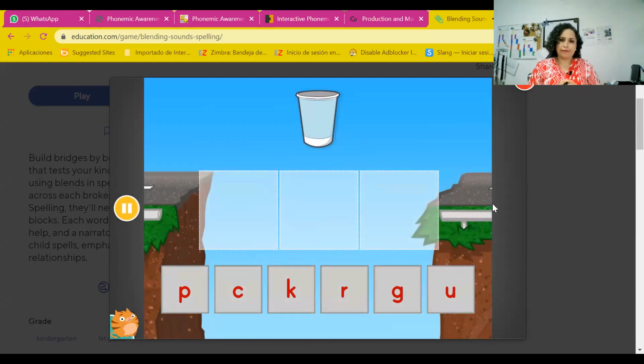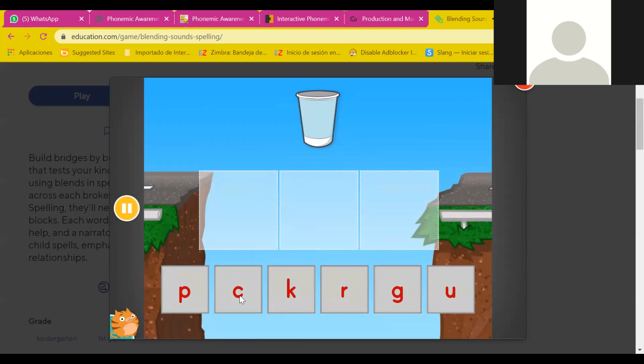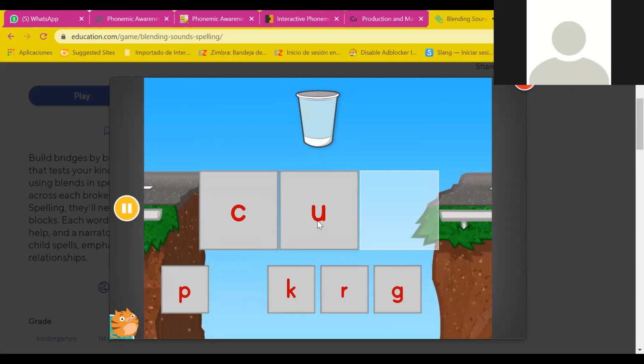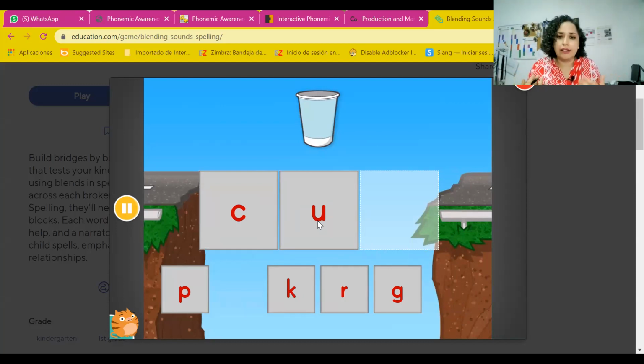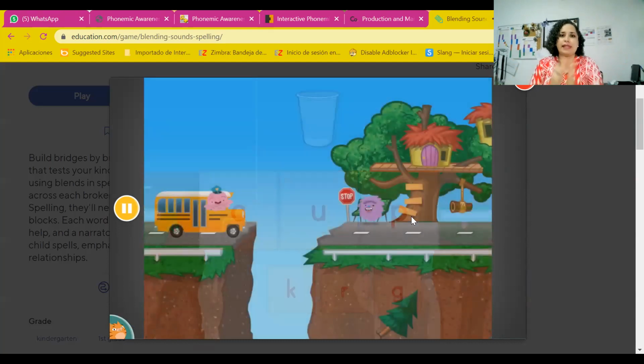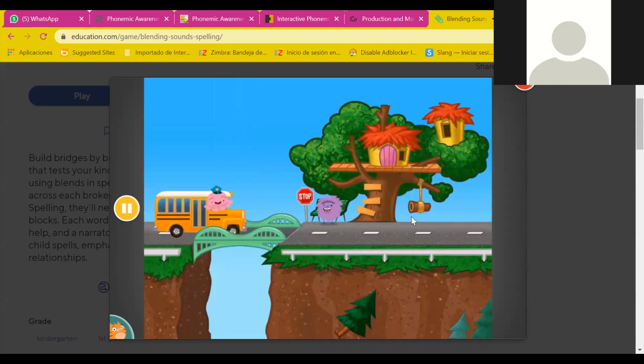Spell the word cup. Okay, you tell me, what should I do? C. Great. C. Then U, because he was telling you the sound. From you. P. Which is P. Cup. Cup. It's awesome, isn't it? We have a bridge. We keep on moving.